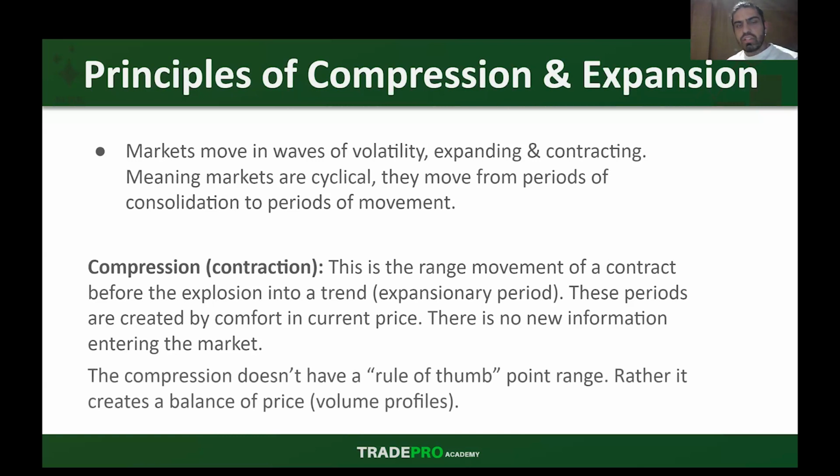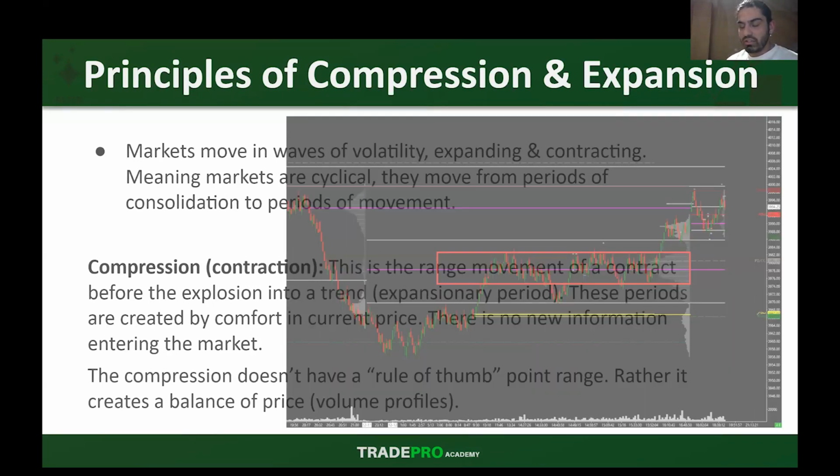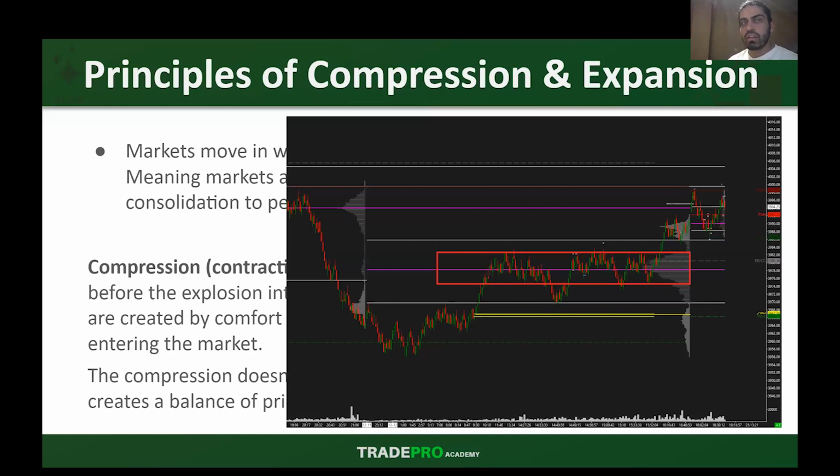These compressions don't necessarily have a rule of thumb in terms of a point size range. Rather, it creates balance of price, meaning it creates balance in volume profiles or distributions. We're leaning into something we're going to learn in the coming days. For example, in the red box, you see a compressive period. There's no set amount of points it has to be, but you'll see a sideways range, sometimes escaping barely, until we get this larger expansionary move.